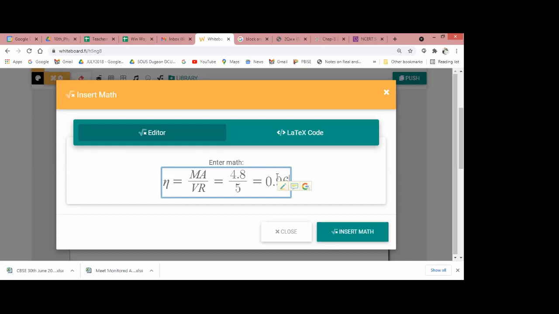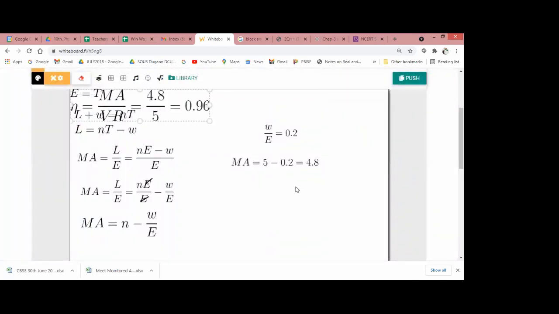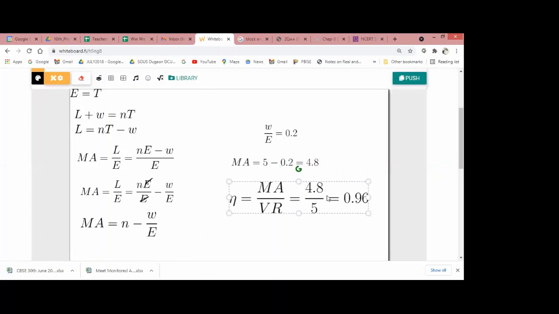Agreed or not? The W upon E value. Do you agree with this or not? Yes, sir. So here it is showing 96%. 96% is too high actually. Actually, the efficiency is on a higher side in this case, according to my consideration.